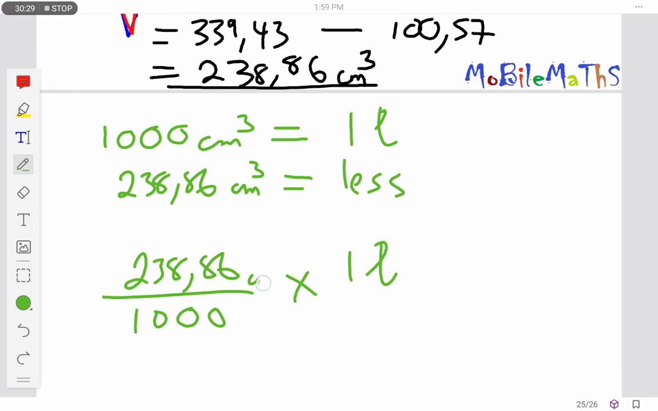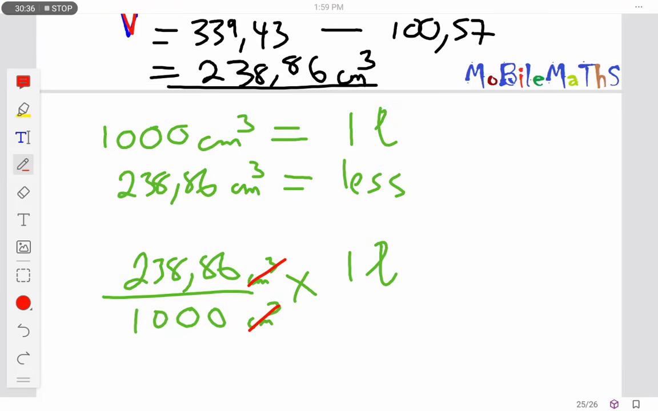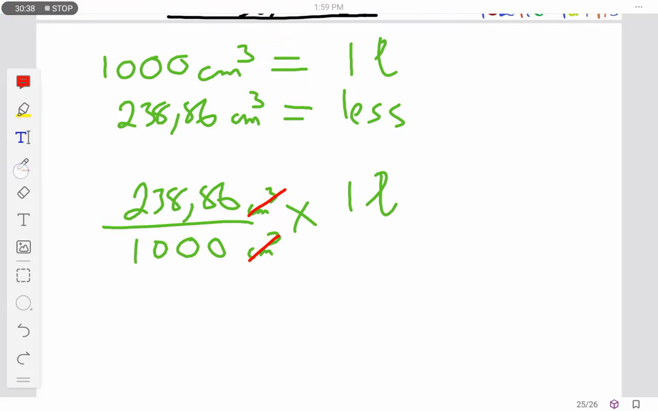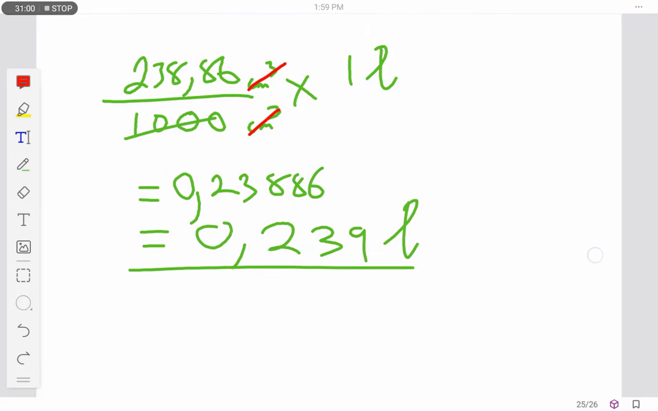These are cubic centimeters, cubic centimeters. So what happens? The cubic centimeters will cancel off each other, these ones. Okay, so I now have like 238.86 divided by 1000. You find out I'll get my answer is 0.2386 there. So basically in liters we have got 0.239 liters there. Okay, so that was the last part of the question, guys.